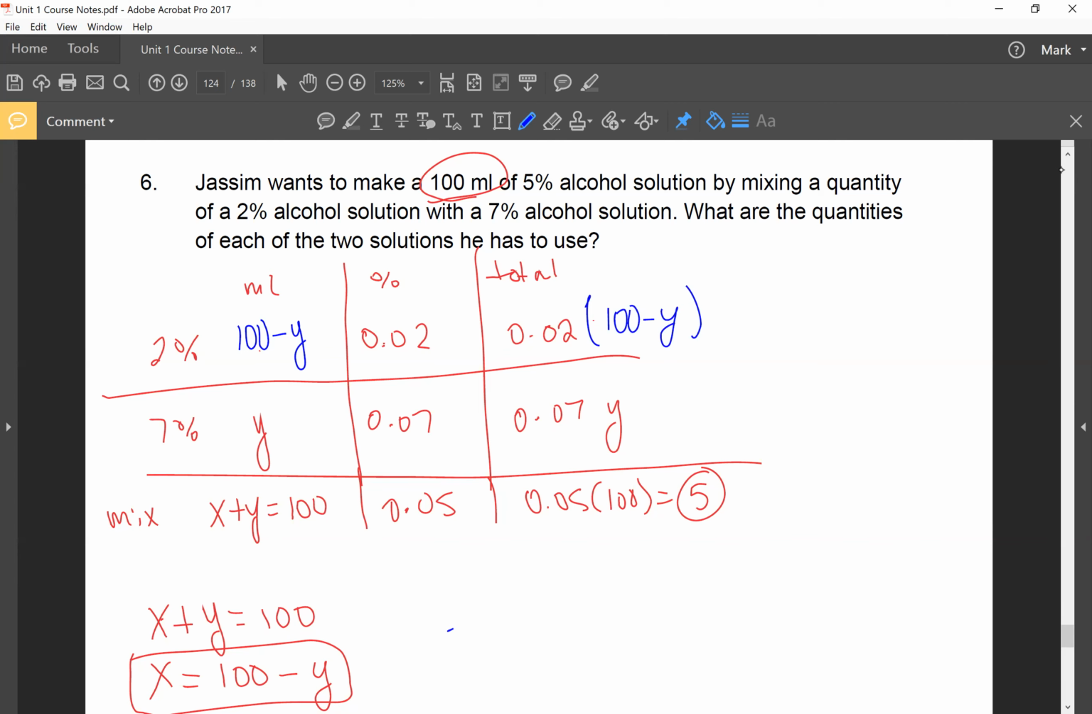All right. So now I'm ready to finally solve this equation. What I'm going to do is add all of this together to solve. What I mean by add all of this together is that I'm going to say 0.02 times (100 minus Y) plus 0.07Y equals 5.